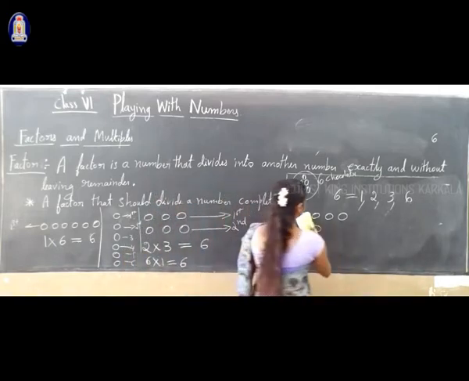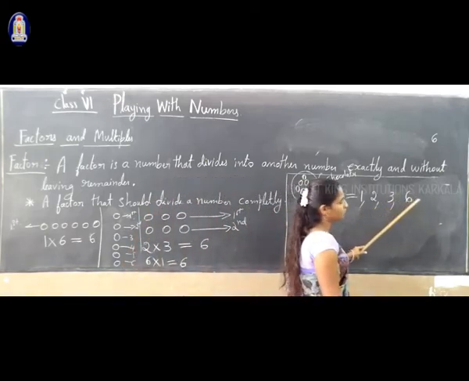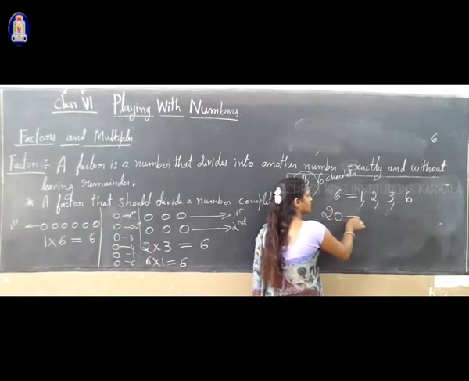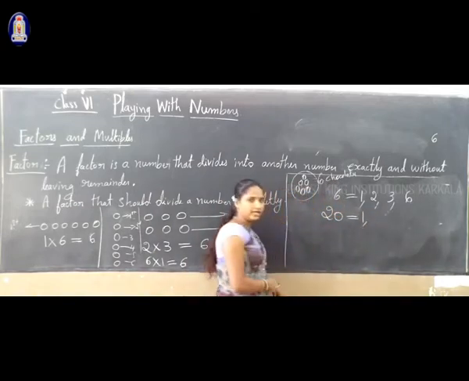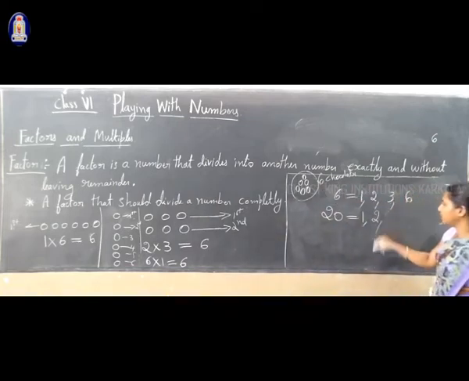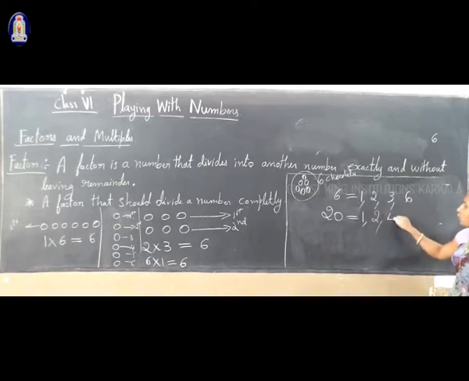Clear? So next one. The factors of 6 we wrote as 1, 2, 3, 6. Similarly, can you say the factors of 20? The factors of 20 means, 1 divides 20, right? In the 1 table 20 comes, right? Next, 2 divides 20. 2 tens are 20, correct? So 2 divides. Does 3 divide 20? No. Next, 4 divides 20. 4 is a factor. Next, 5 divides.